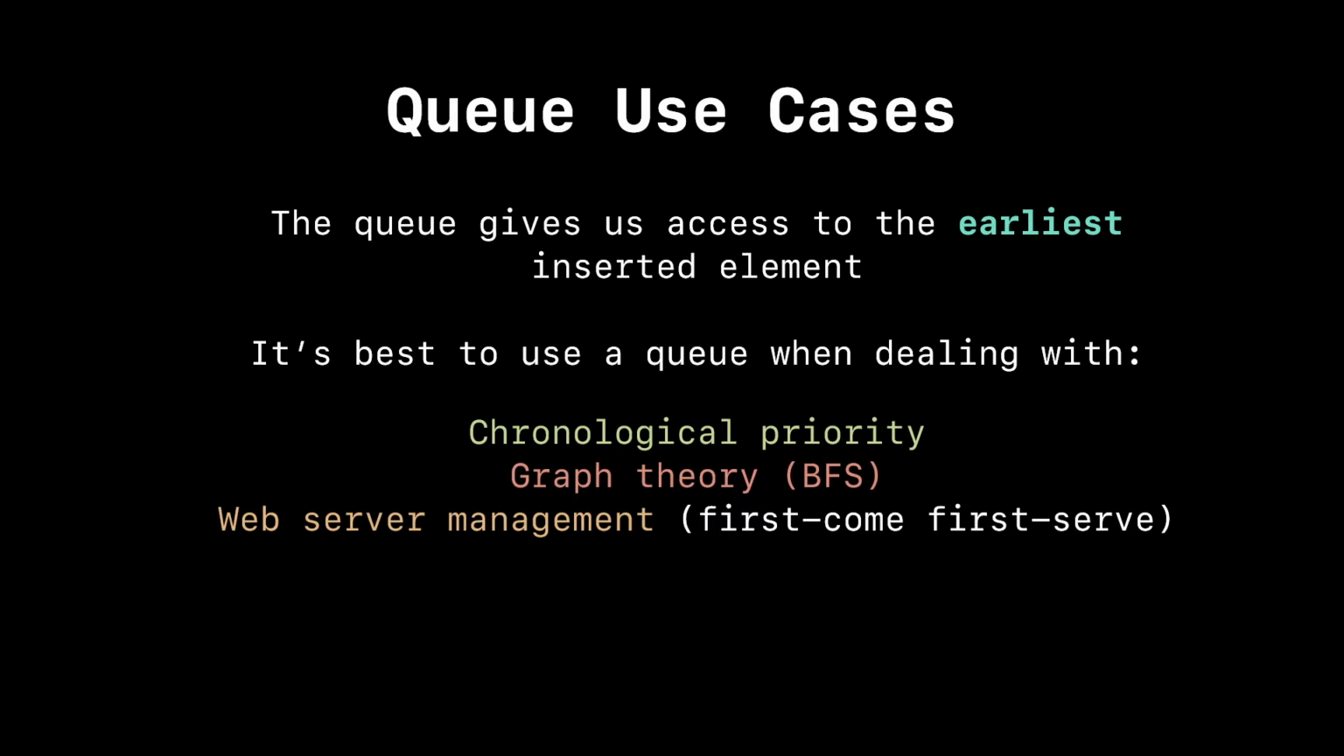So where can we use a queue and what are the use cases? Well, the queue gives us access to the earliest inserted element. It's best to use a queue when dealing with chronological priority because we get the earliest inserted element, graph theory such as BFS, and in real life, we use them in web server management. For example, first come, first serve kind of schemas. Okay, so these are some of the use cases.